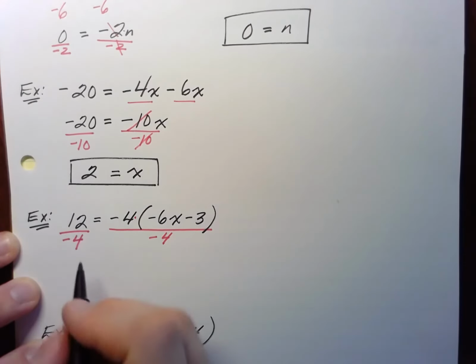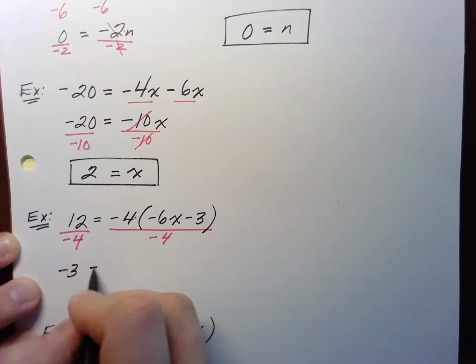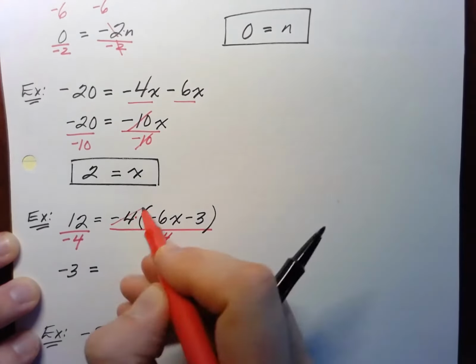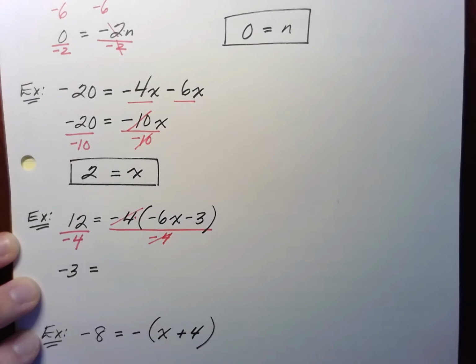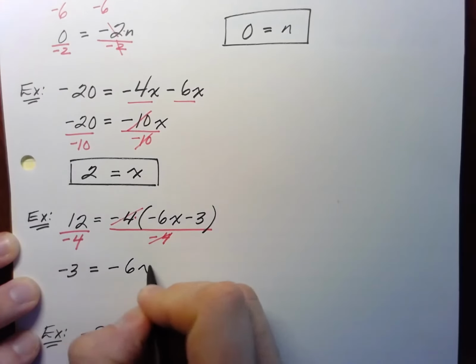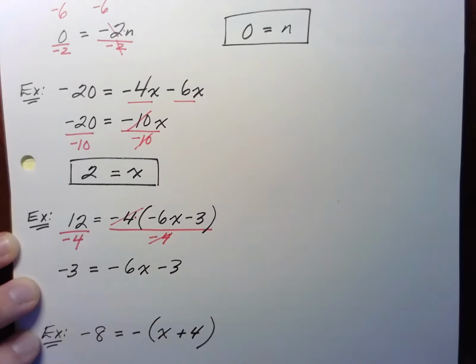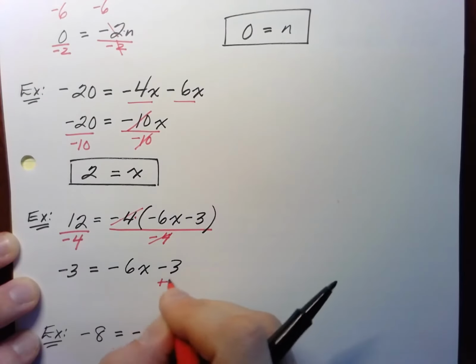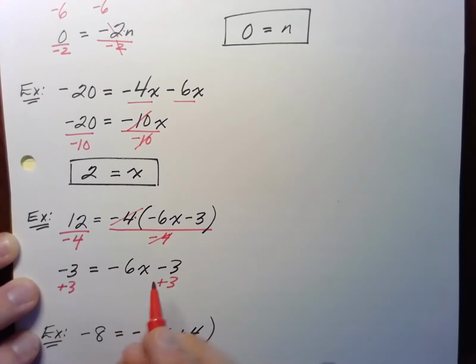So 12 divided by -4 is -3. And over here, this -4 and that -4 are going to cancel. So I'm left with -6x minus 3. And now I can just go through and add the 3, because if I look at what's happening to the x, first it's being multiplied by -6 and then subtracted by 3. So I'm going to add 3 first. And so over here, -3 plus 3 gives me 0. These go away, and I'm just left with that.